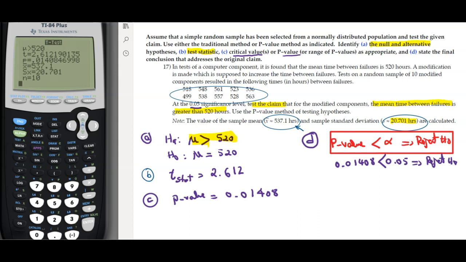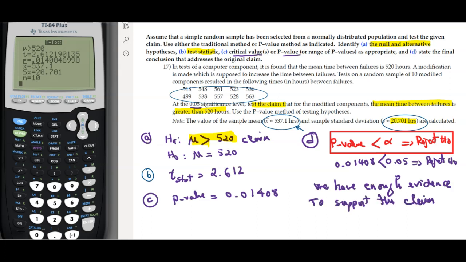Whenever we reject H0, we are rejecting this, and this is not the claim. So do we have enough evidence? Yes, we do. We have enough evidence to support the claim, and the claim here is the mean greater than 520. Okay, and that's all.